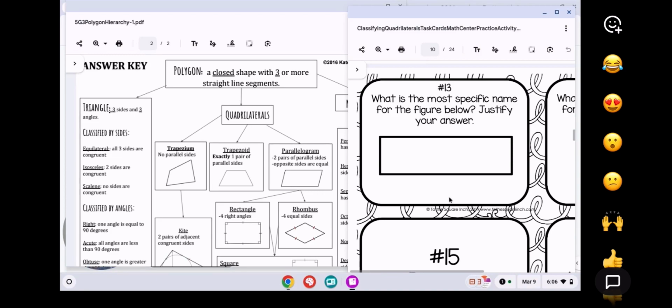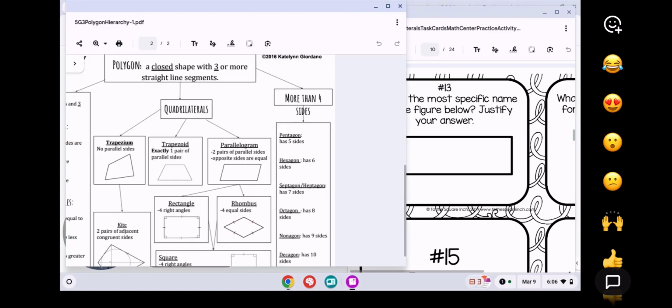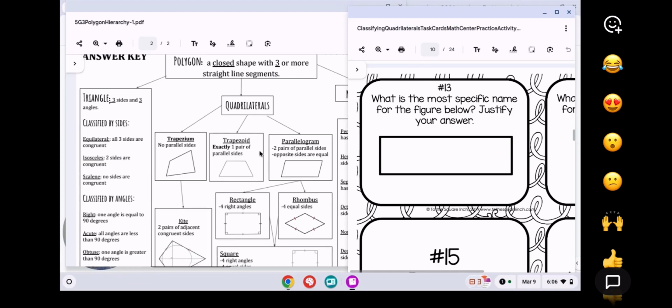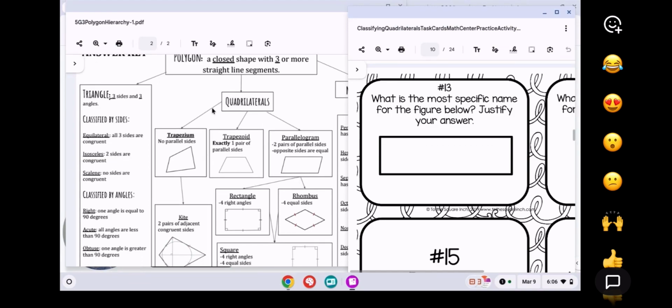I'm going to come over here to triangle. I know obviously this is not a triangle, so I'm going to keep going. Quadrilateral. Well, I can see this has 4 sides. It could be a quadrilateral, so I'm going to keep looking over here. Because if I keep going over here, this has more than 4 sides, and I can see this obviously does not, so I'm going to stick with the quadrilaterals.